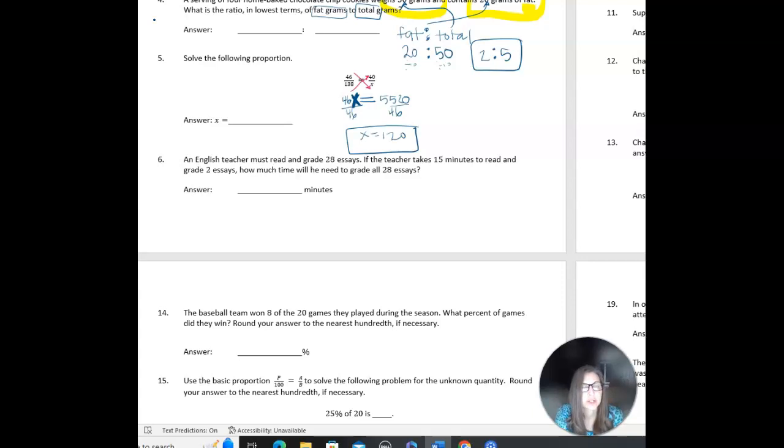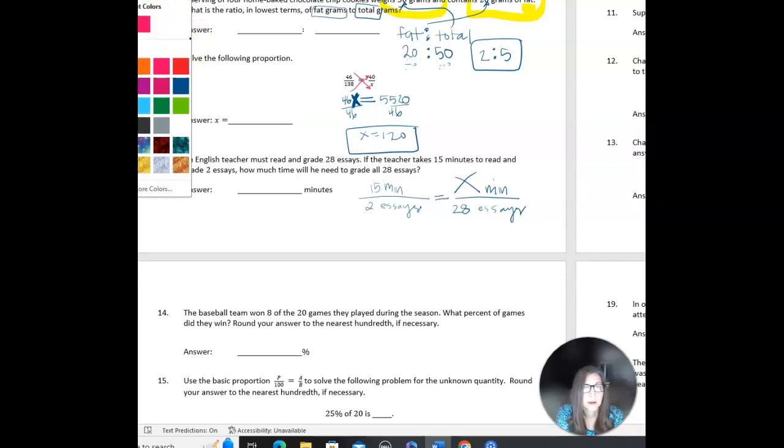An English teacher must read and grade 28 essays. If the teacher takes 15 minutes, let's write this down, 15 minutes to read and grade 2 essays. So these are going to go together because that's how many minutes it takes her to grade the 2 essays. How much time? Now notice on the other side, we have to set up the proportion in the same way. So minutes has to be on the top and essays has to be on the bottom. So how much time will she need? We don't know how much time, so we put an x to grade all 28 essays. Now that is a proportion.